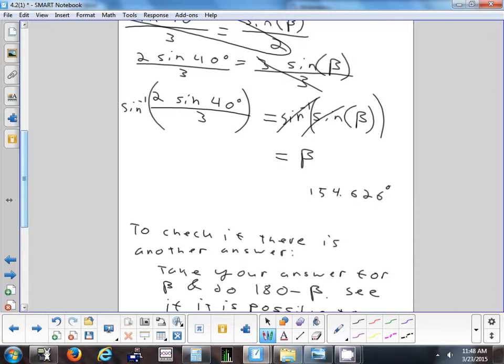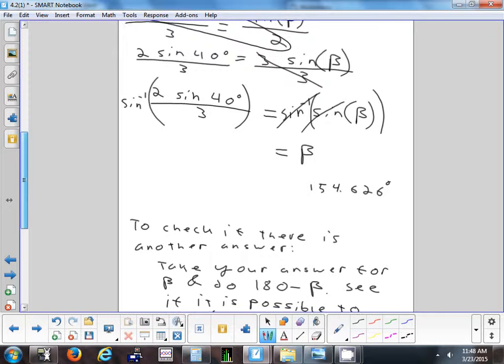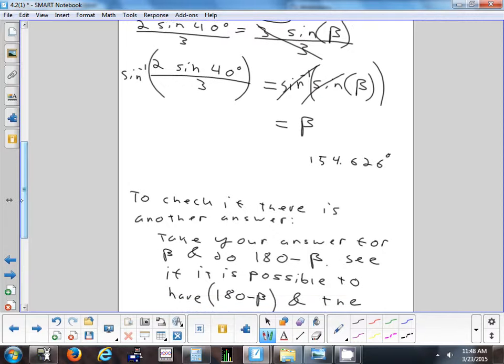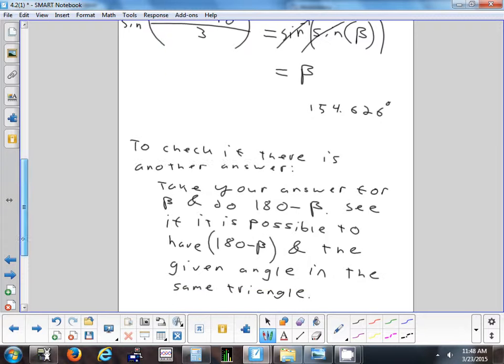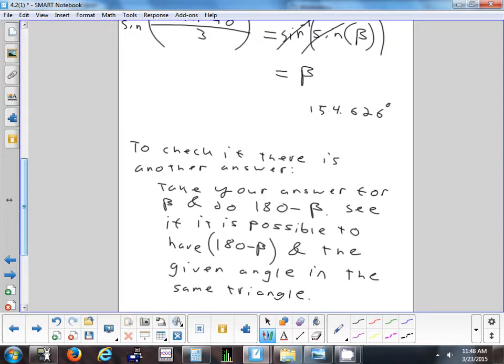So we call this our candidate for the second answer. How do we know if it actually works? Well, see if it's possible to have that angle, the 154.626, and the angle we were given at the very beginning of the problem, fit in the same triangle. By fit, I mean they can't add up to more than 180. All right? So we're going to take our candidate for the second answer.